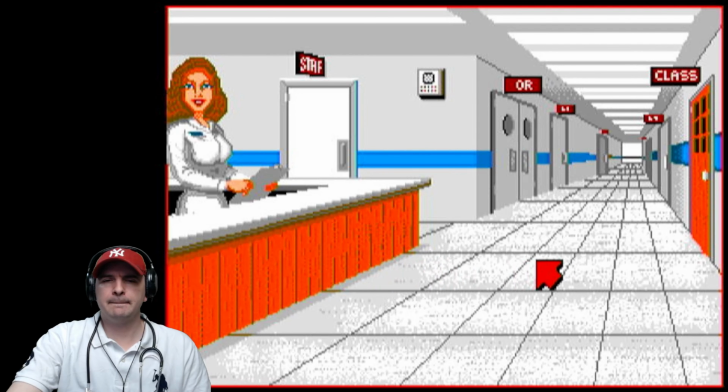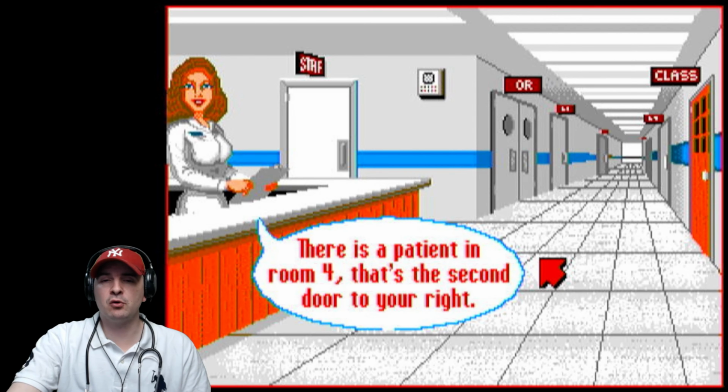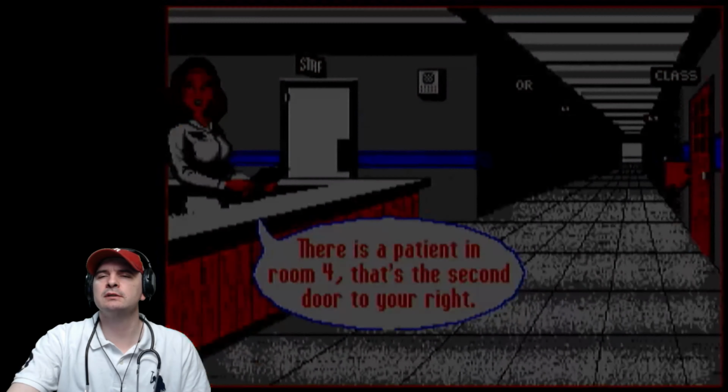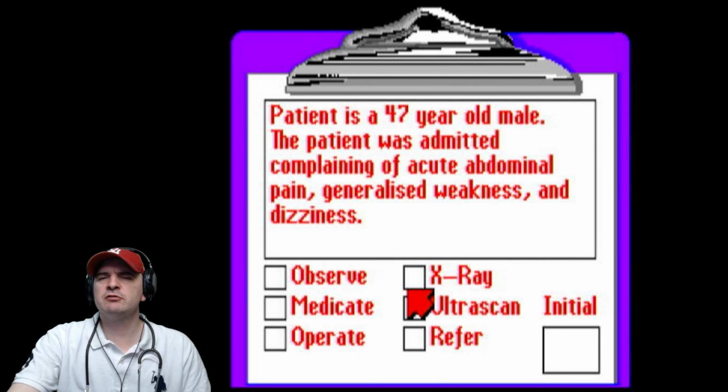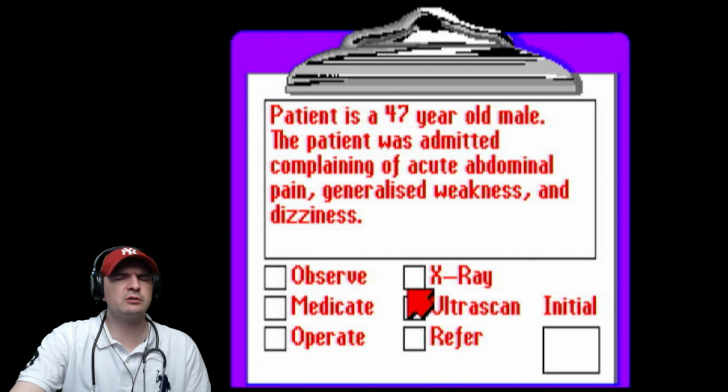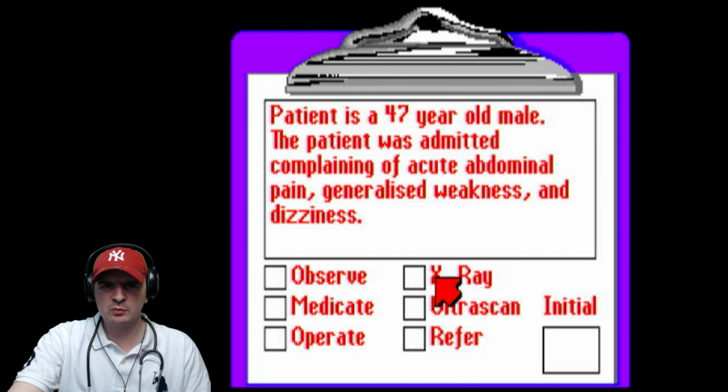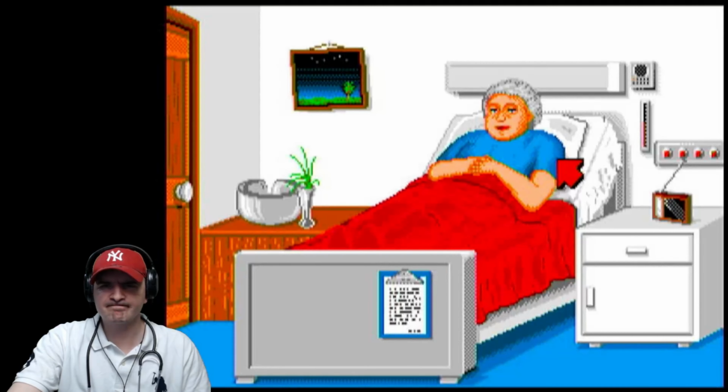Okay, there's a patient in room 4, the second door on your right. Patient is a 47-year-old male. The patient was admitted complaining of acute abdominal pain, generalized weakness and dizziness.